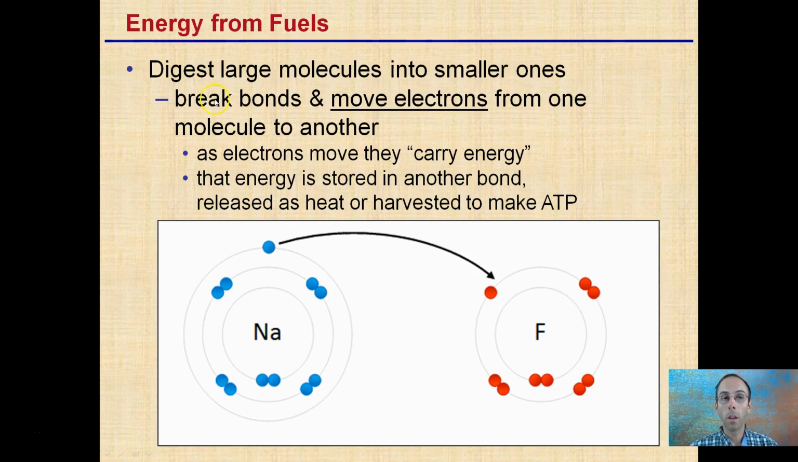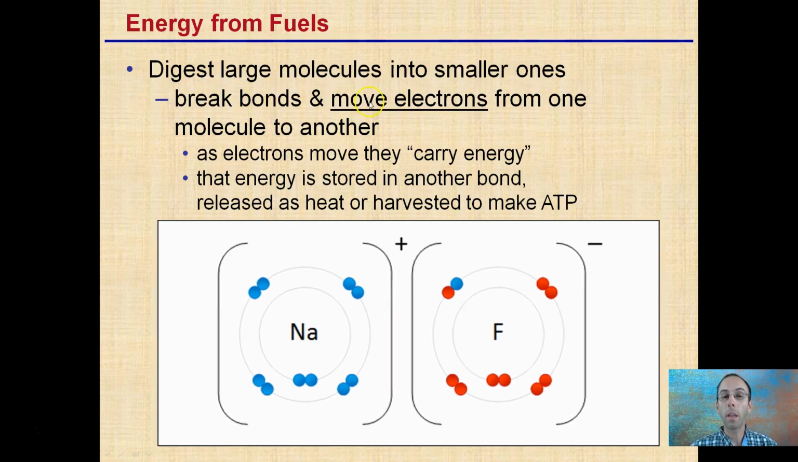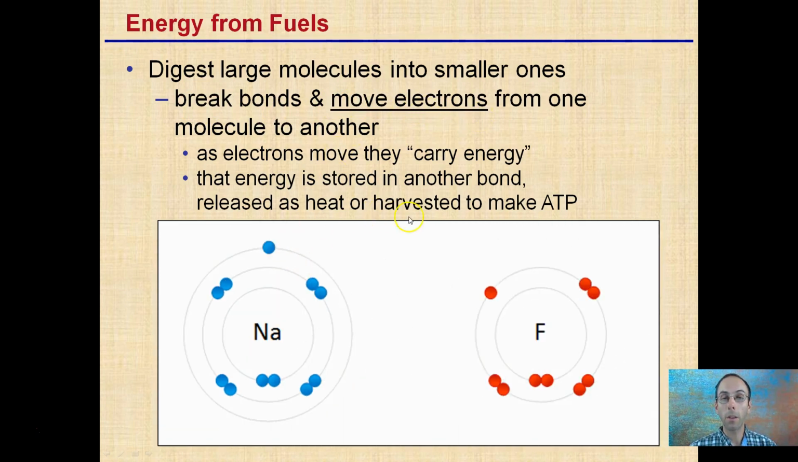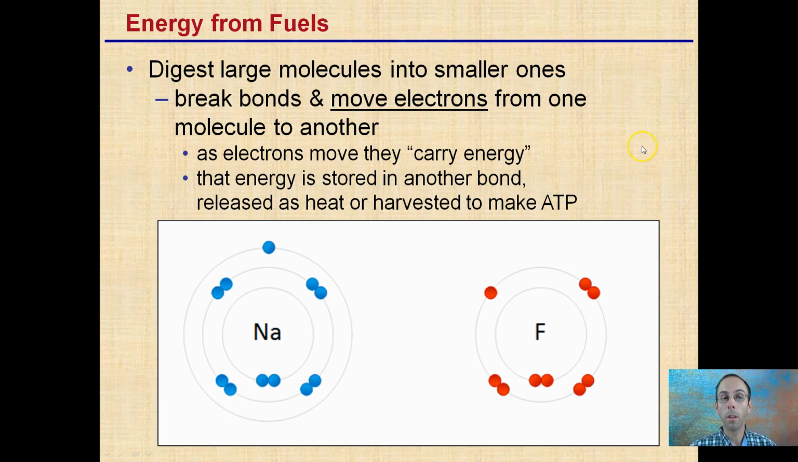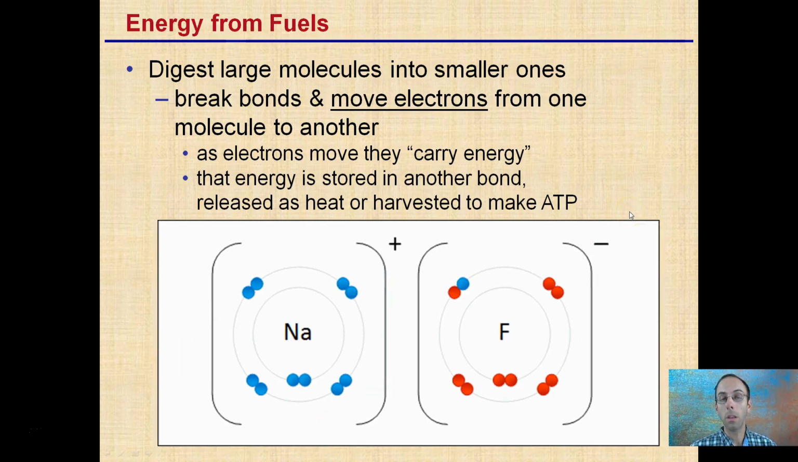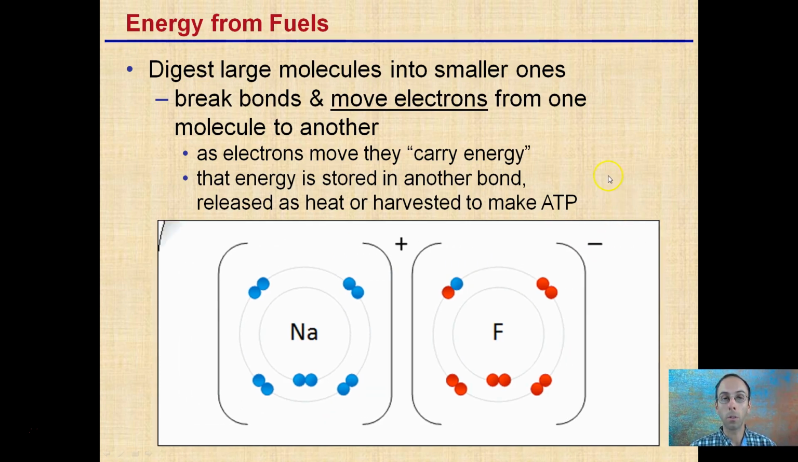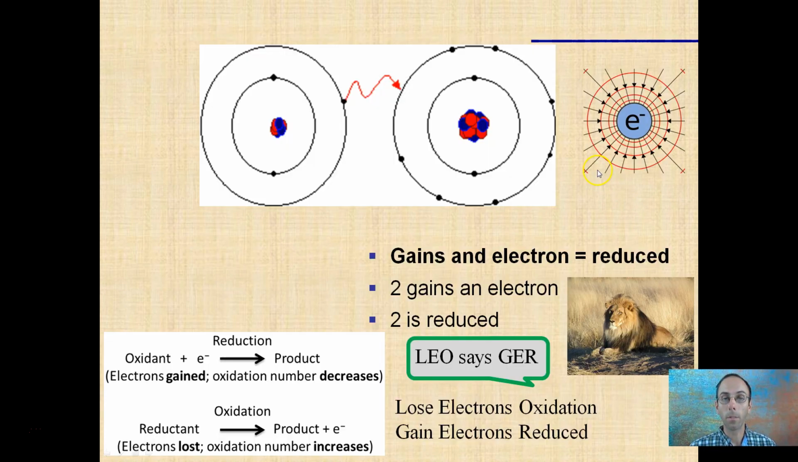So energy from fuels: we digest large molecules into smaller ones. What occurs here? We're breaking bonds and moving electrons from one molecule to another. As electrons move, they carry energy, and that energy is stored in another bond. It can be released as heat or harvested again to make that body currency, ATP, adenosine triphosphate. So that's where the energy from our food is going. The electrons carrying that energy are what's being stored to be used later by the body.